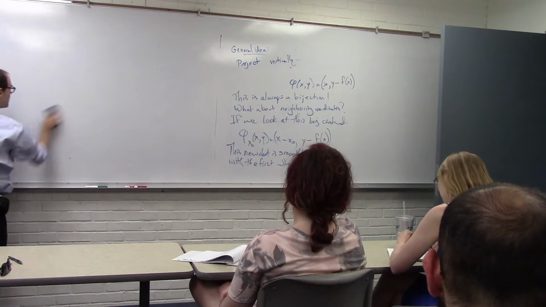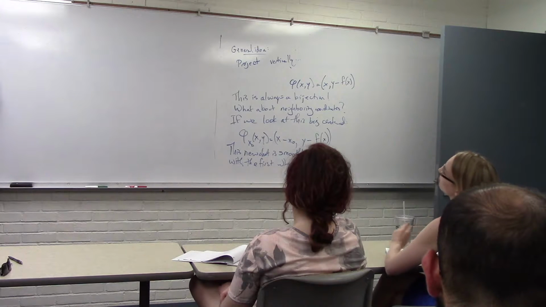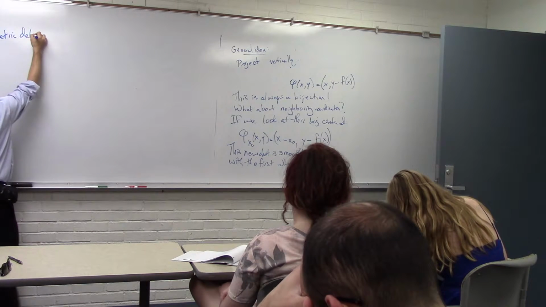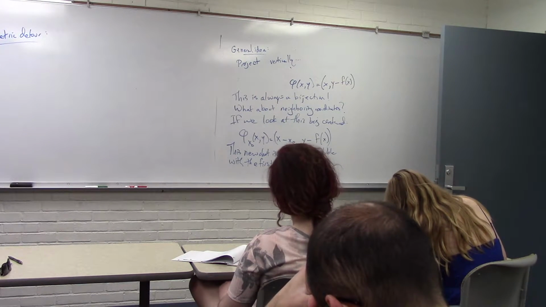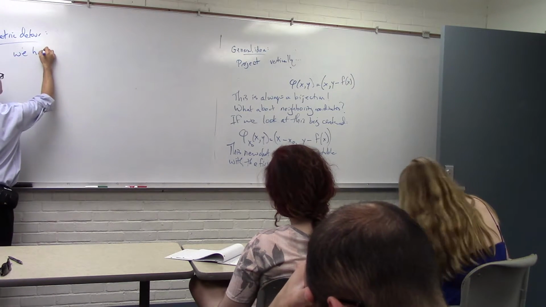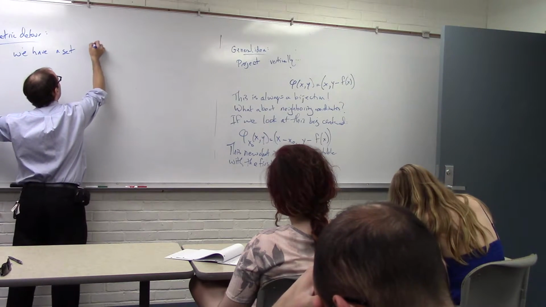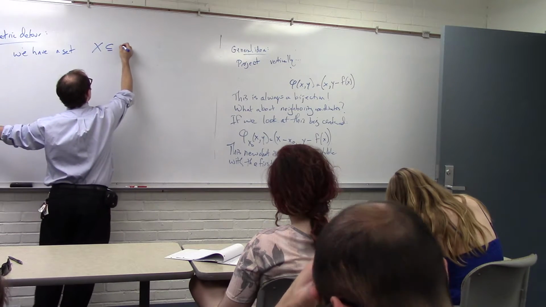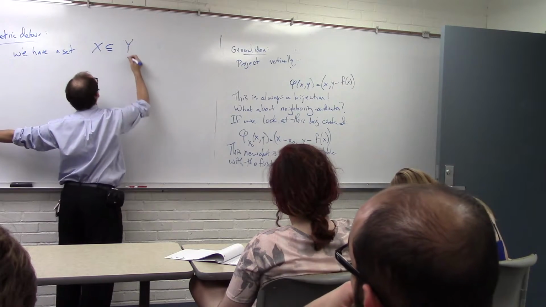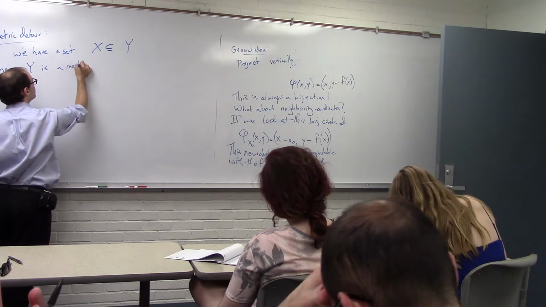And then I'm going to zero in on what we want. So, geometric detour. So, if we have a set X, X is a subset of M. Actually, let me call it not M, let me call it Y. There. Y is a metric space.